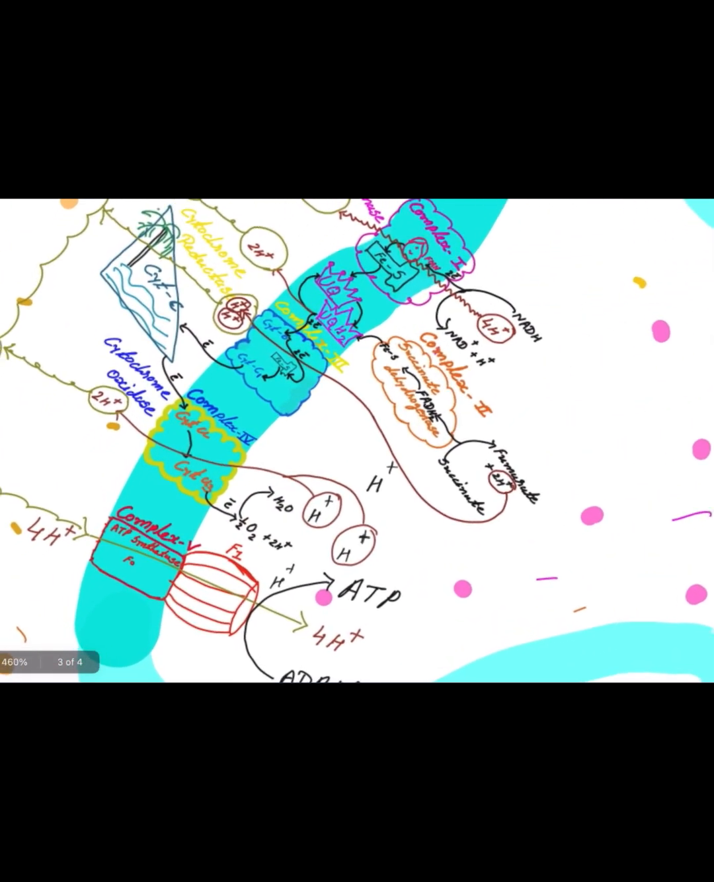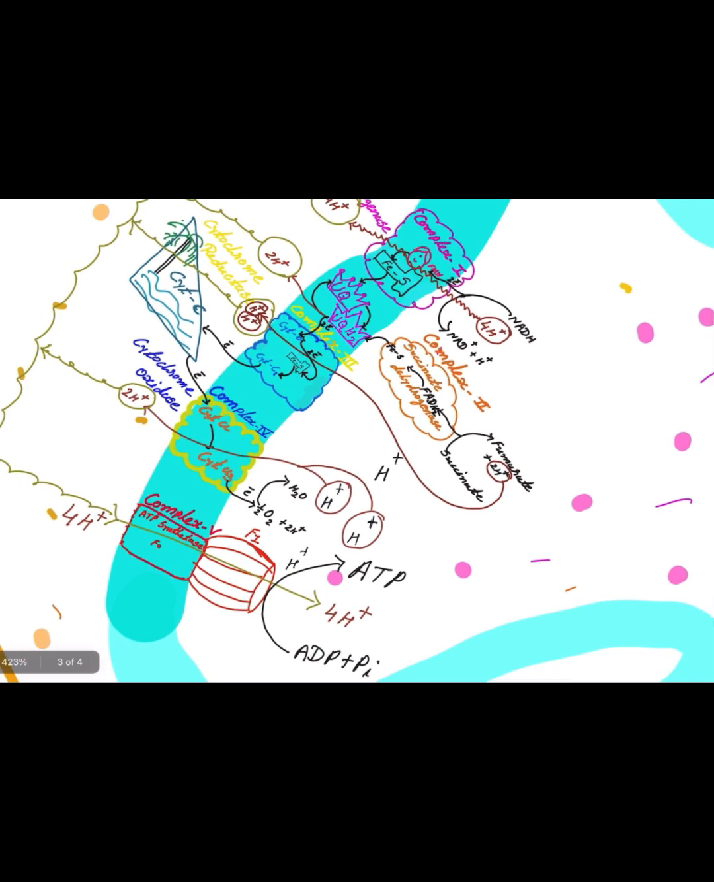Most of the components of the electron transport system are present in the inner mitochondrial membrane. The components are 5 complexes: complex 1, complex 2, complex 3, complex 4 and complex 5. Out of which only complex 2 is present in the mitochondrial matrix. The rest, complexes 1, 3, 4 and 5, are present in the inner mitochondrial membrane.